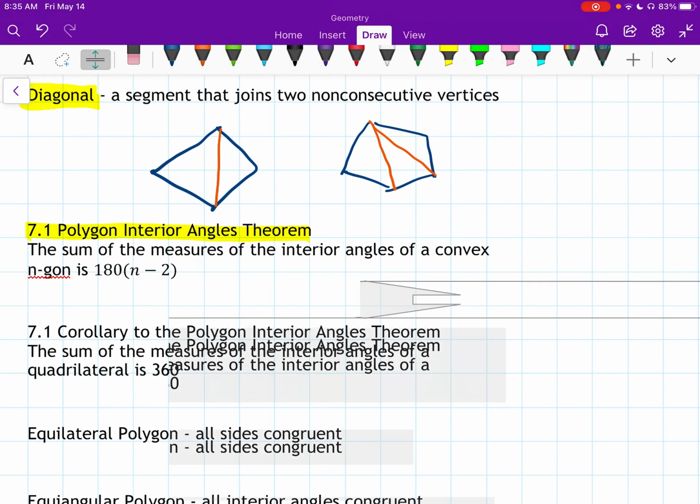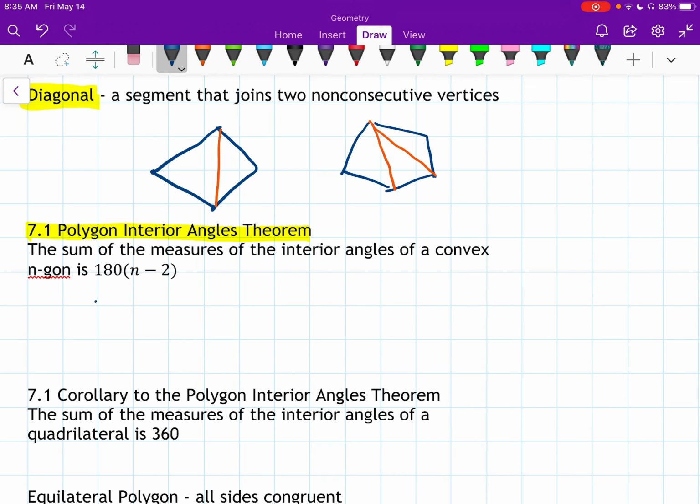Now what this means is if you have some shape and you're wanting to know what the sum of the angles inside of it are, that would be the angles that are here, you could plug in the number of sides. This one would be 5, so it would be 180 times 5 minus 2.